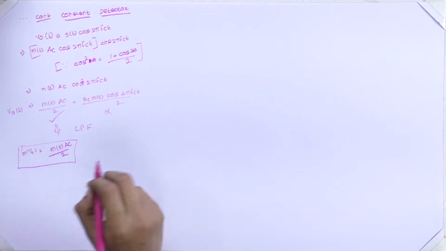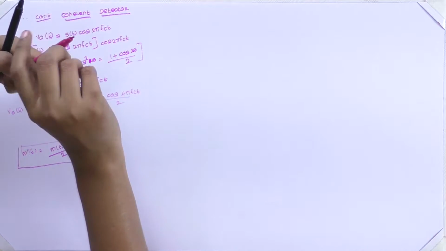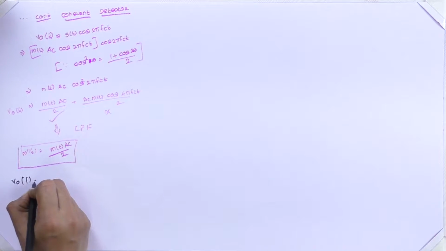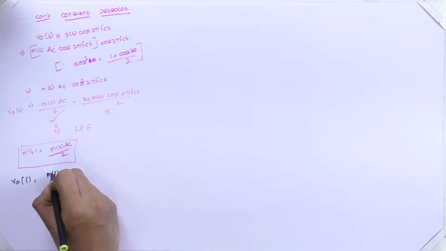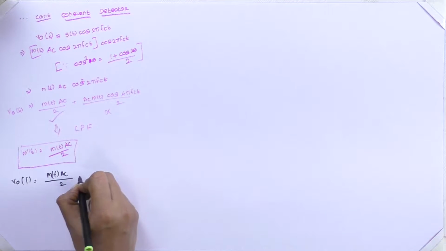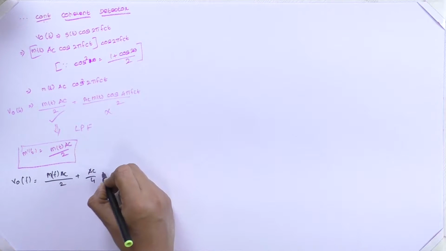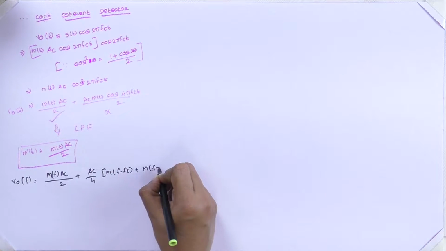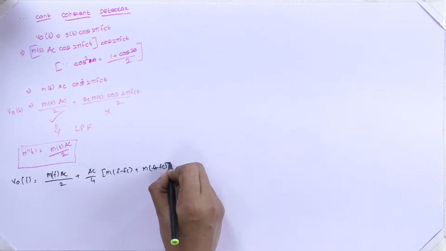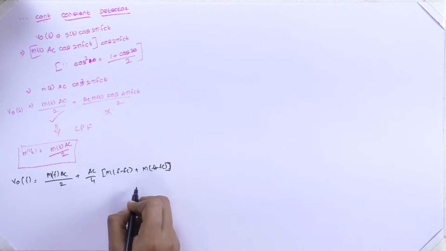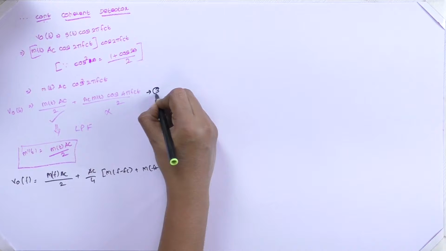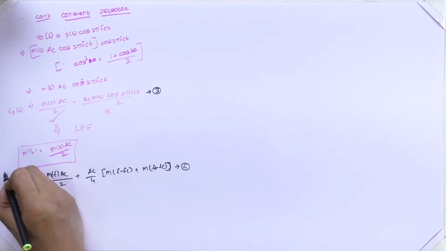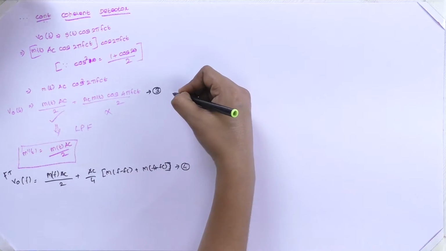By taking the Fourier transform also, we can refer to it as follows. For our convenience, we are again taking the Fourier transform: m of f into Ac by 2 plus Ac by 4 m of f minus fc. In order to emphasize which is our desired signal and which is our undesired signal, we are taking the Fourier transform of this equation. Mention it as equation number 3. Therefore, this is our equation number 4, obtained by taking the Fourier transform of equation number 3.